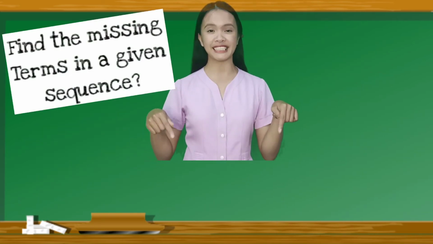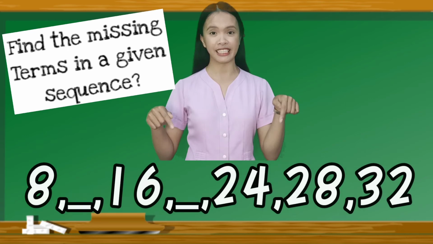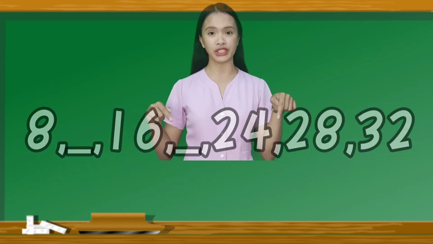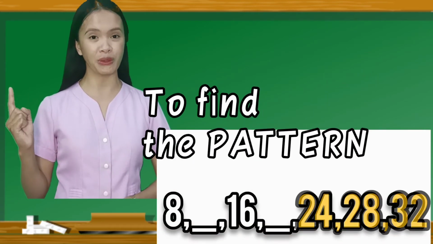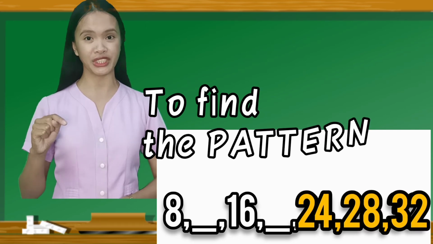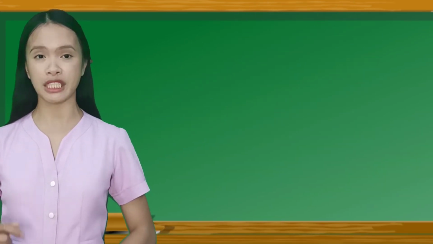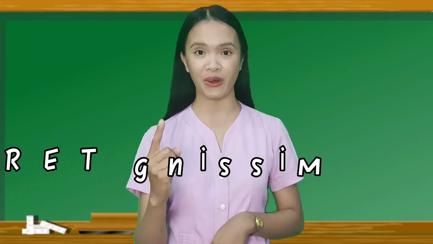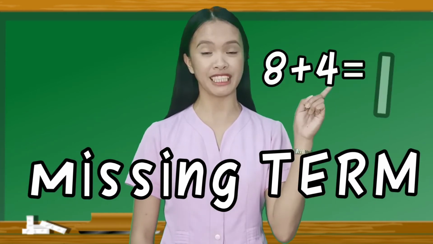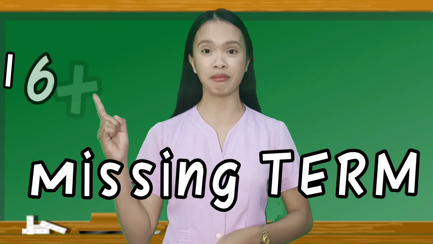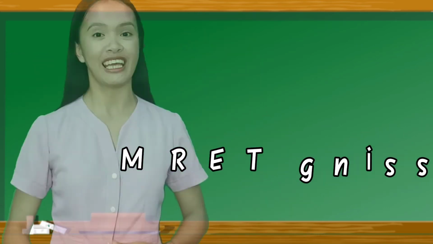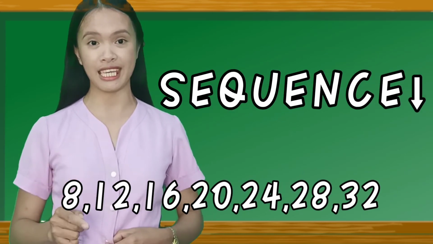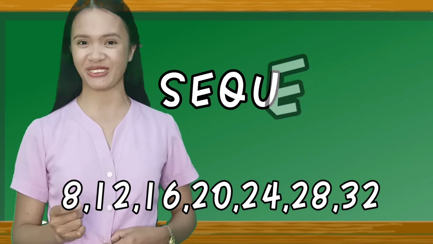Example: find the missing terms in a given sequence. 8, blank, 16, blank, 24, 28, 32. Find the pattern, look closely at 24, 28, 32. Each term in the number sequence is formed by adding 4 to the preceding number. So, the missing terms are 8 plus 4 is equal to 12 and 16 plus 4 is equal to 20. Therefore, the sequence is 8, 12, 16, 20, 24, 28, 32.